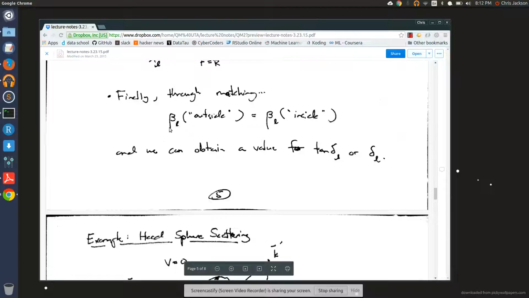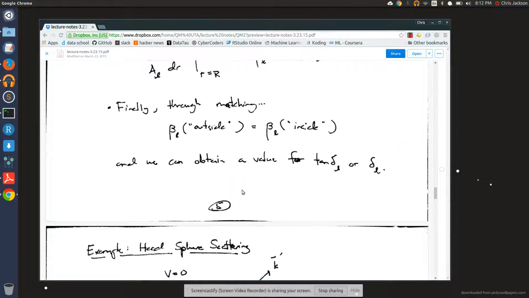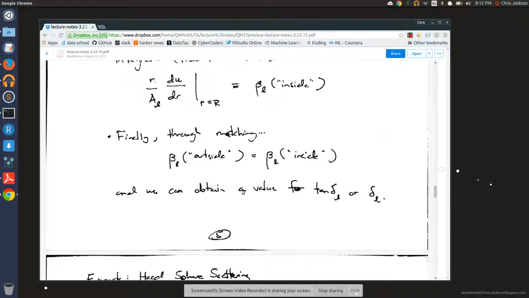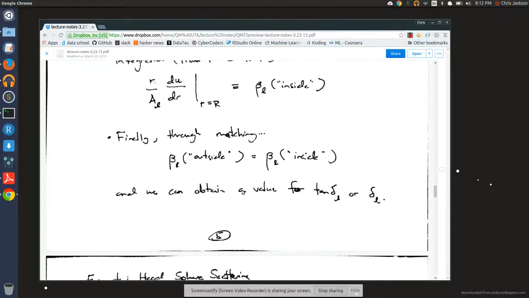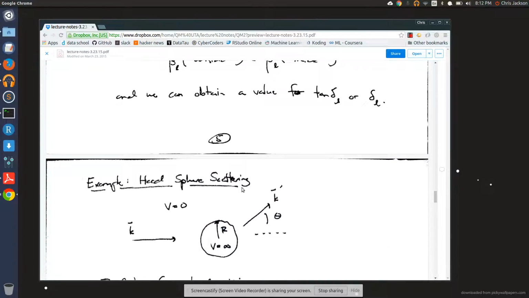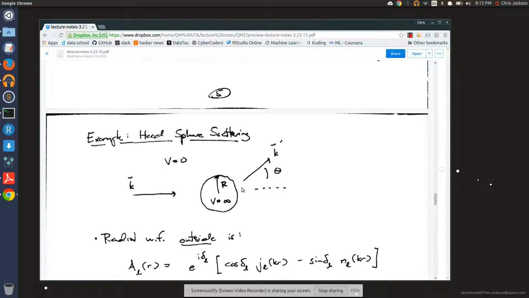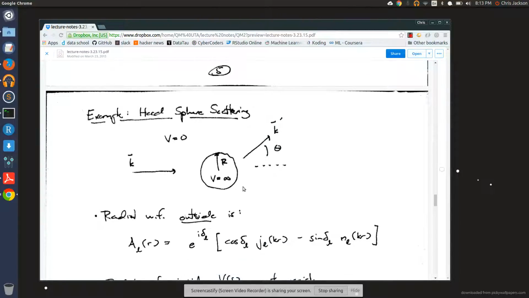In a real world situation, you don't always get to solve the Schrodinger equation exactly. A lot of times you have to do things approximately or numerically, right? It's just the way it is. Okay, all right. So let's consider an example, and I'm going to pick the easiest example there is.